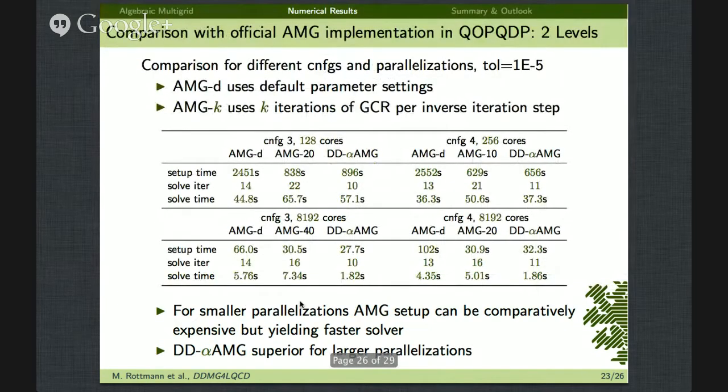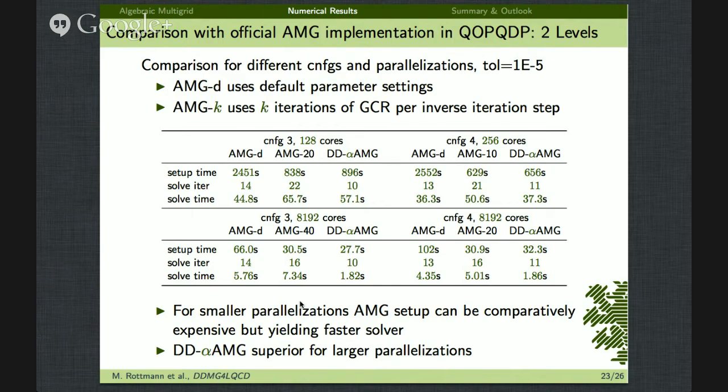Okay, and now a comparison with the official AMG implementation in QOPQDP. And we have a comparison for different configurations here for configuration 3 and 4. I think as far as I remember, configuration 4 was an unsmeared 128 times 64 cubed lattice. And configuration 3 was the smeared BMW lattice 64 to the 4.